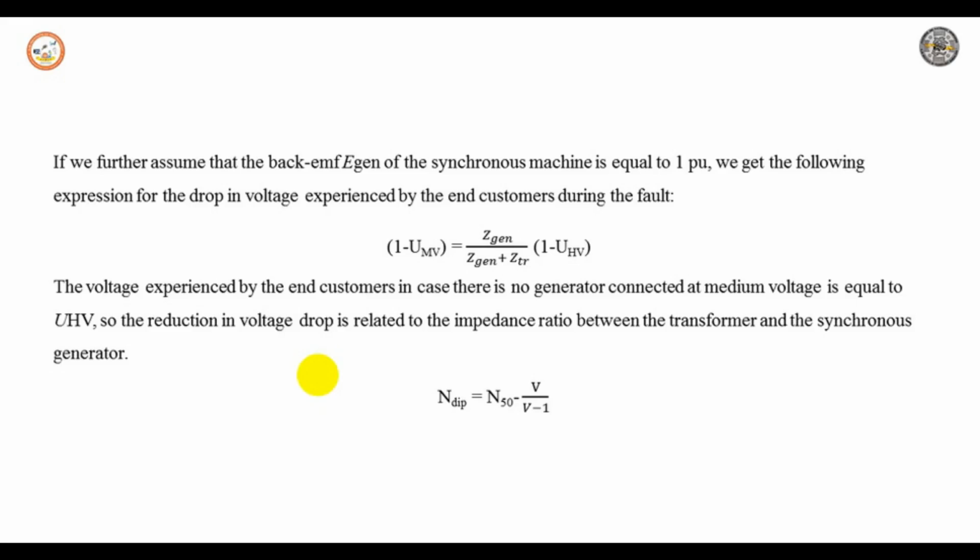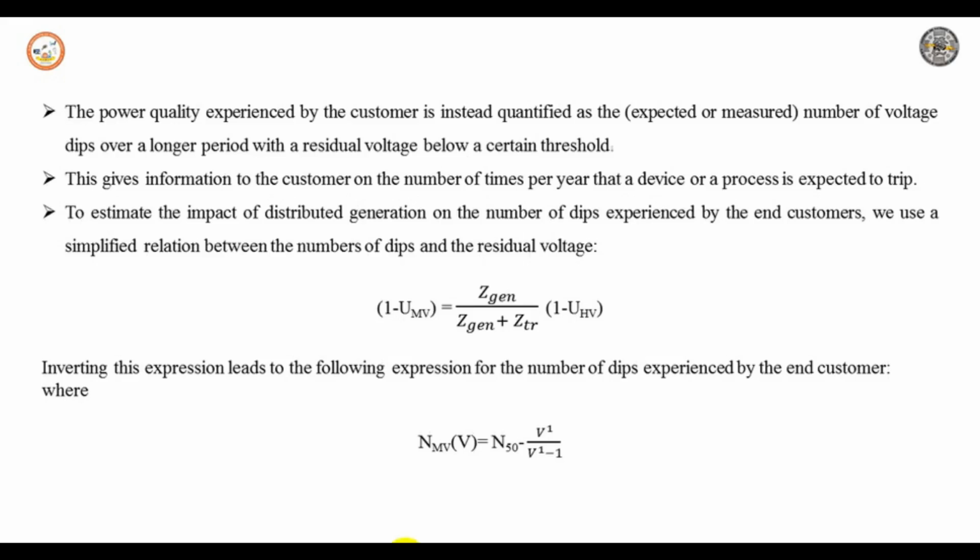The number of dips below UMV at the medium voltage bus is equal to the number of dips below UHV at the high voltage bus. With UMV and UHV, this can be related. The remaining voltage due to one specific fault is not of direct relevance to a customer. The power quality experienced by customers is instead qualified as the number of voltage dips over a long period with a residual voltage below a certain threshold voltage. This gives information to the customers on the number of times per year that the device or the process is expected to trip.